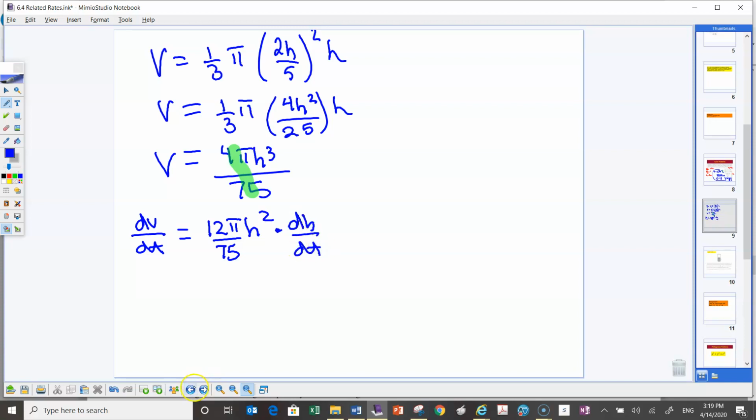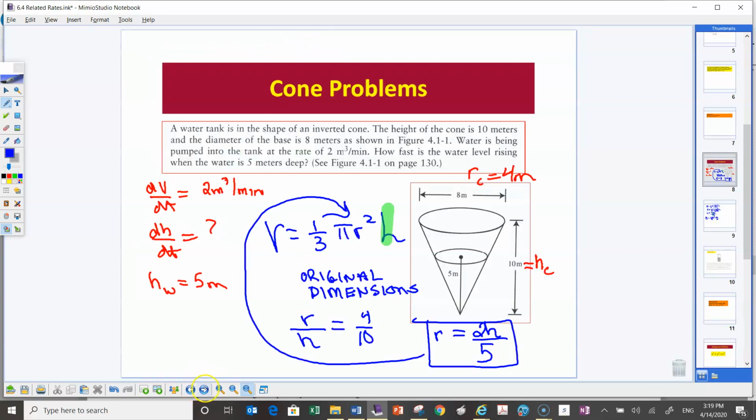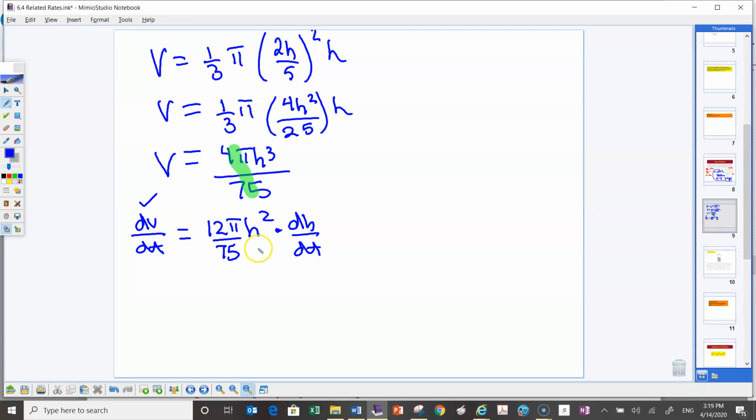And now it's a matter of plugging in the values that I know. I know dV/dt, so this is given. I know the height of the water they want me to calculate, so I could plug in right now and then simplify. So if I do that, I would get 2 in place of dV/dt. 12π over 75 really reduces into 4π over 25, just divided by 3.